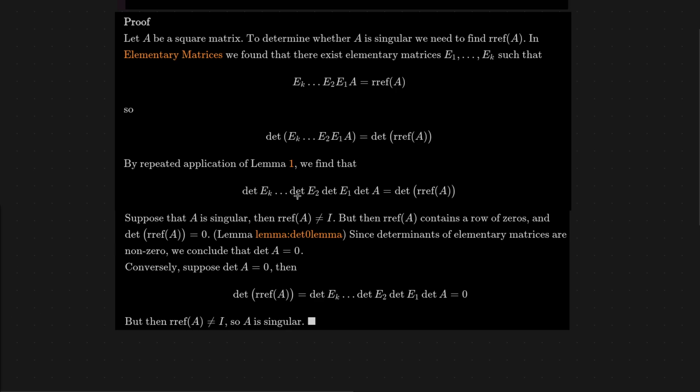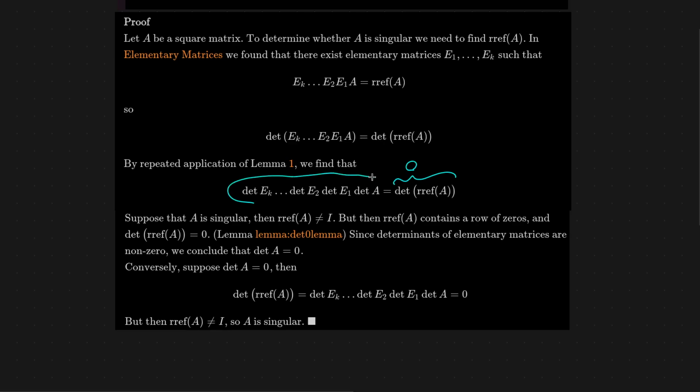Now, if A is a singular matrix, then the reduced row echelon form of A is not the identity matrix. But if it's not the identity matrix, because it's a square matrix, that would mean the reduced row echelon form of A has a row of zeros. And we've seen that if a matrix has a row of zeros, the determinant of that matrix is itself 0. Okay? So this is equal to 0.